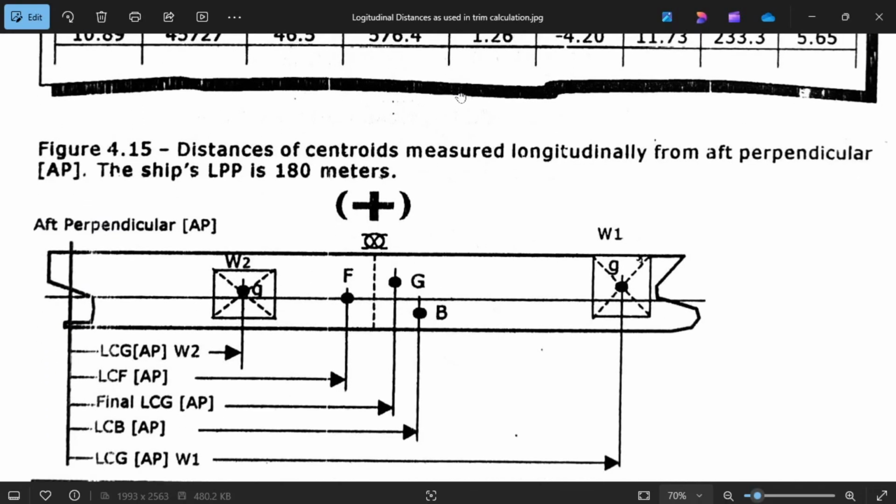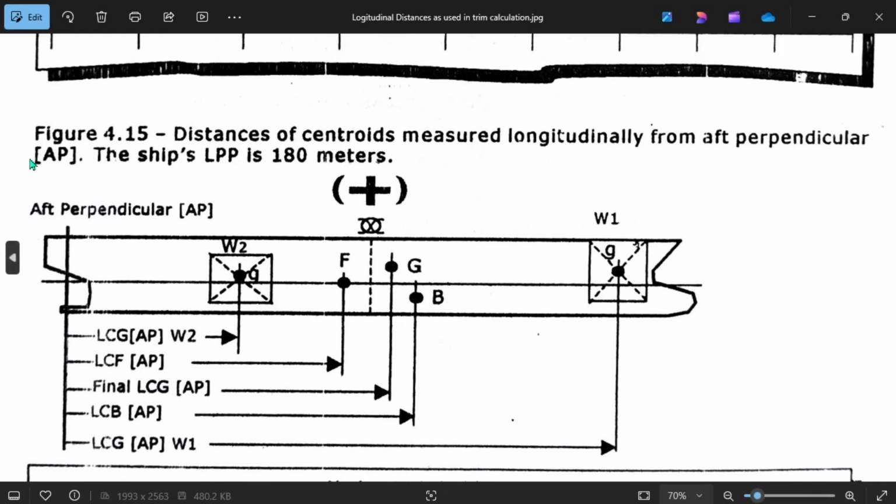Then we go down. Here in the figure, there's a vessel. There's another type of vessel where the point of measurement is only from your aft perpendicular, not from the center. All measurements come from the aft perpendicular. So you check here from the aft perpendicular going forward. This will be your weight number 2, and the second, LCF from the aft perpendicular, is measured from your aft perpendicular, which is your center of flotation, and the final LCG.